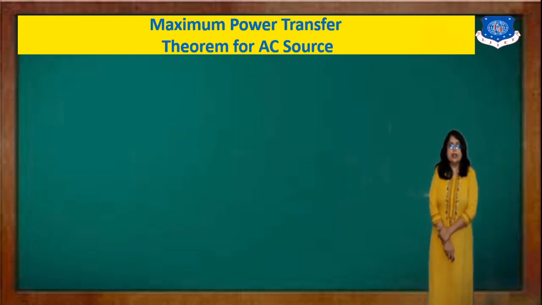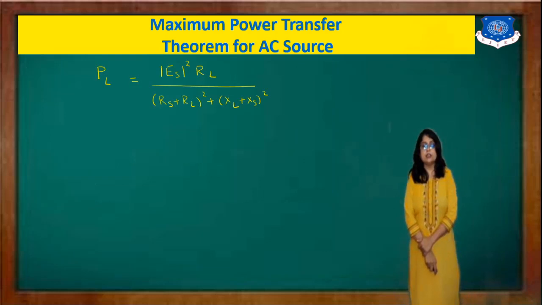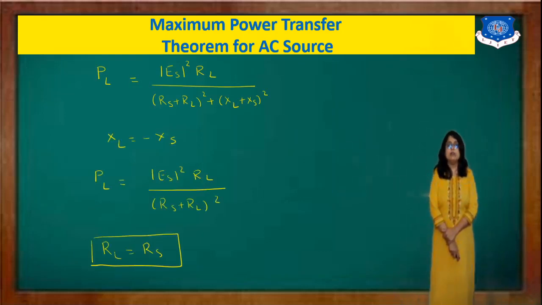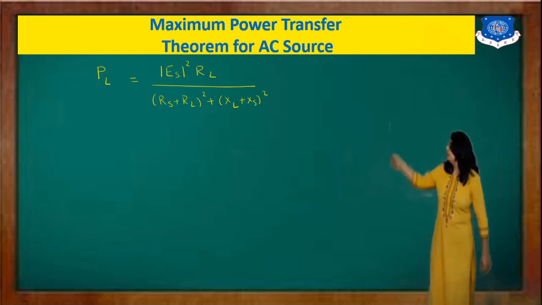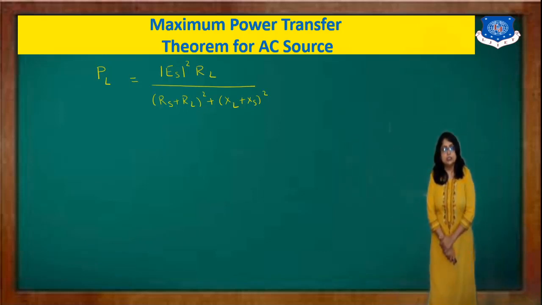Now, to get the maximum power, what you have to take? That is differentiation of the power with respect to load resistance, that equal to 0. This is the equation of power.